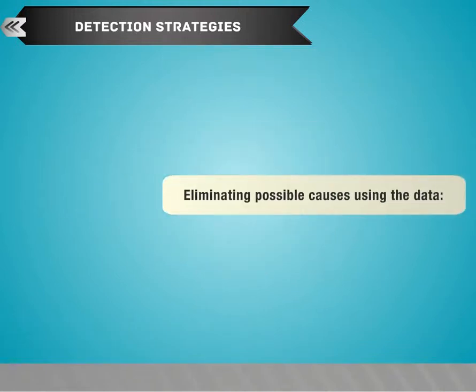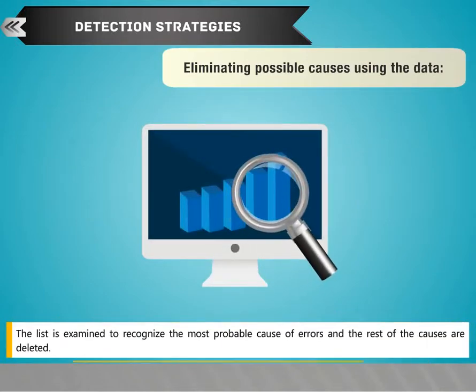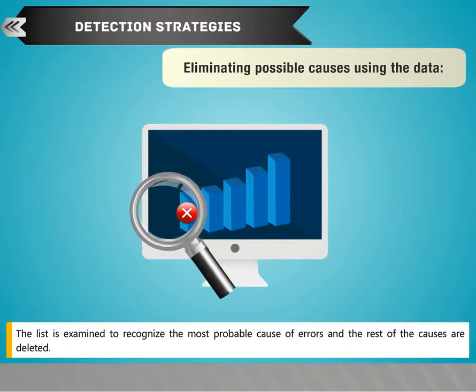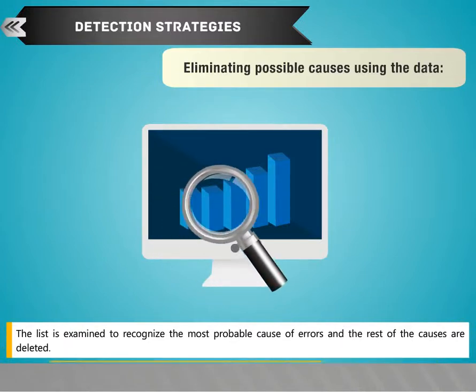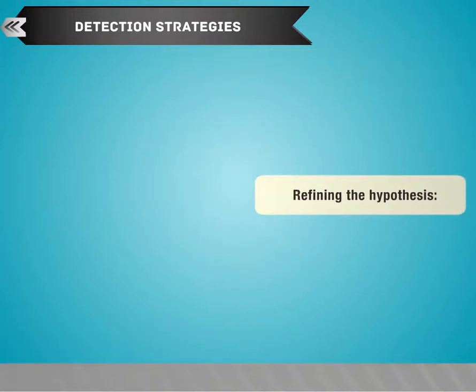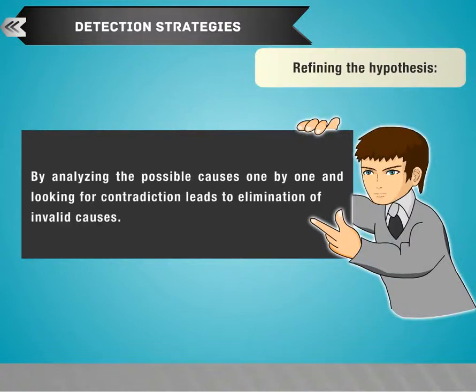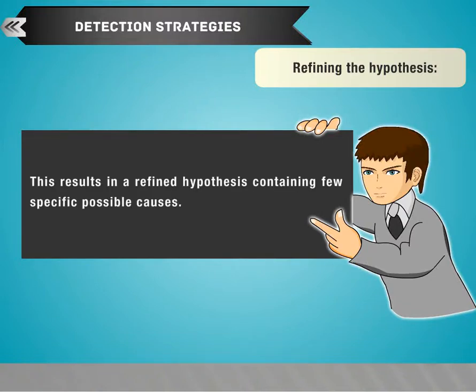Eliminating possible causes using the data. The list is examined to recognize the most probable cause of errors, and the rest of the causes are deleted. Refining the hypothesis. By analyzing the possible causes one by one and looking for contradiction leads to elimination of invalid causes. This results in a refined hypothesis containing few specific possible causes.